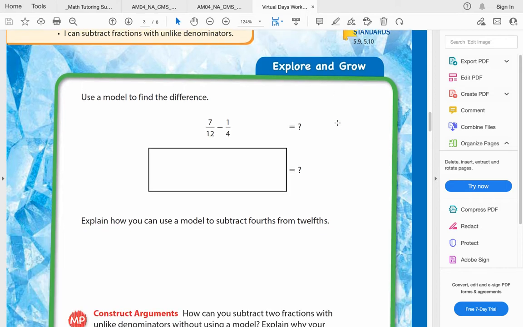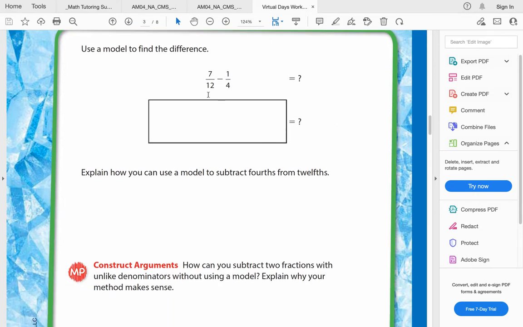We're going to use this model to show the difference between 7/12 minus 1/4. And I'm sure as soon as you look at these two fractions, you're noticing that they do not have the same denominator. So our job is going to be to convert 1/4 to something out of 12 so that we can go ahead and calculate the difference between them. Okay, so step one should be to divide this model into 12 equal pieces.